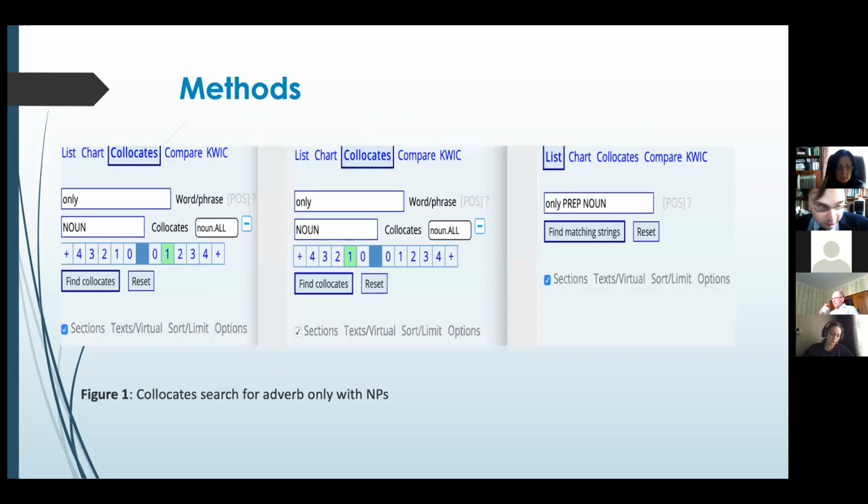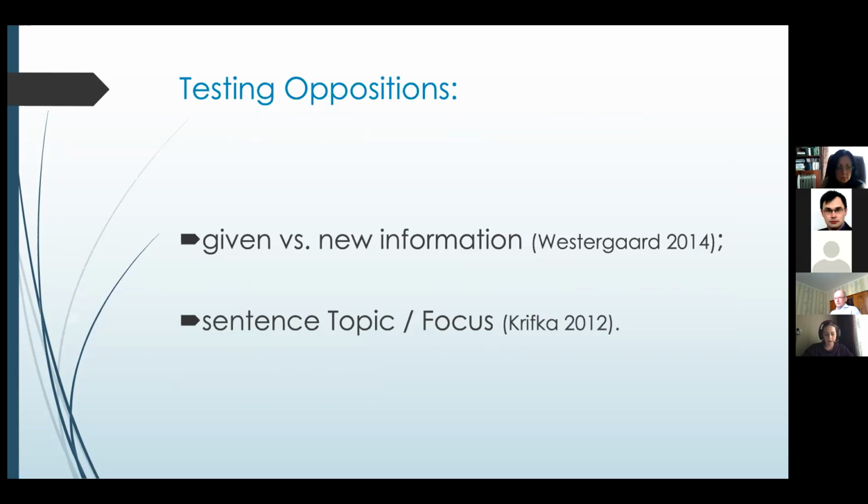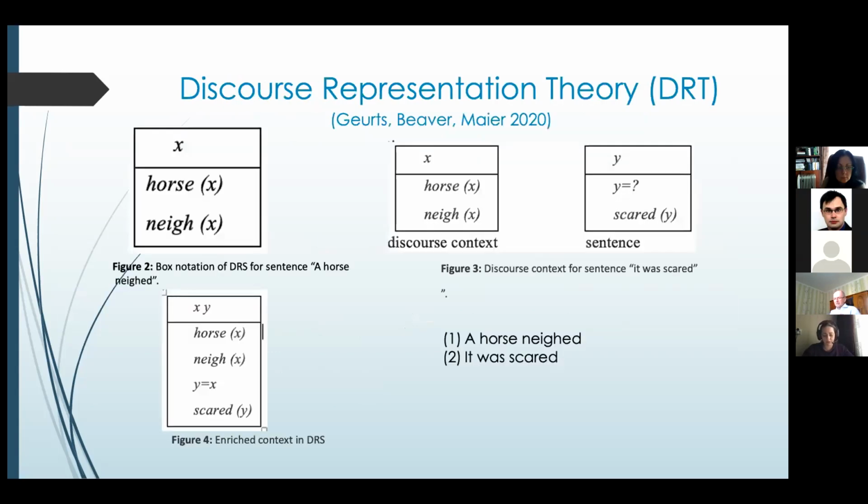So we use collocate search, which is presented in figure 1, to retrieve the patterns. And instances with only are further analyzed with relation to the information structure of the sentence, and we single out given versus new information, with further analysis of sentence topic and focus. So this part was done manually, and to illustrate how givenness is annotated, we turn to discourse representation theory, and figures 2-4 illustrate box notation of discourse reference and the merging operation in the discourse.